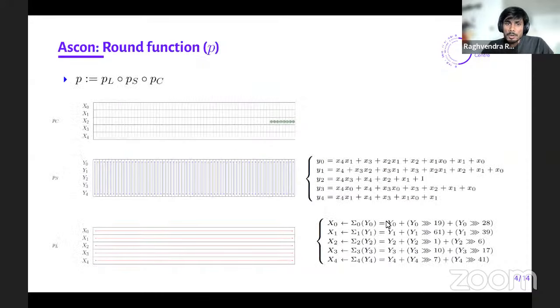Now if we look into the round function P, it consists of 3 steps. The first is the round constant addition, where an 8-bit round constant is added to the third word of the state. Then we have the nonlinear layer, where a 5-bit S-box is applied to the 64 columns. And then there is a linear layer, where the rows are mixed among each other. For example, this is given on the right side, showing how the mixing is done.